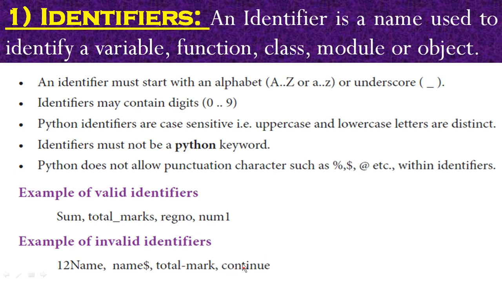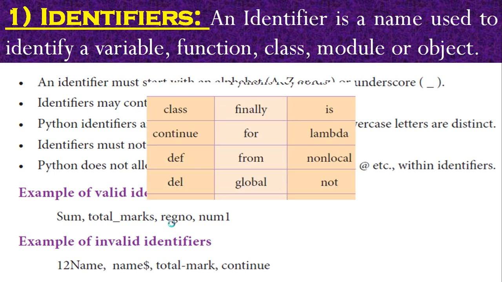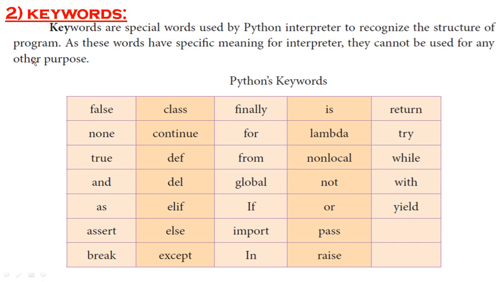Keyword, it is the keyword, continue. So it is not allowed, it is invalid. Second one, the second token is keyword.